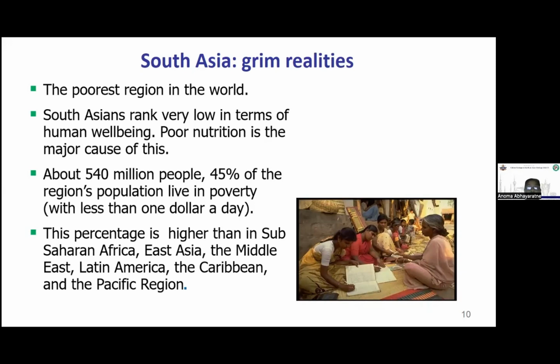About 540 million people, that is 45% of the region's population, are poor. Their average income is less than $1 a day. This is a rough measure of poverty. People who earn even less than $1 a day are considered poor. So by that measure, nearly half of the people in that region are poor. If we compare that proportion with poor regions like Sub-Saharan Africa, East Asia, the Middle East, Latin America and the Caribbean, poverty is higher in South Asia.